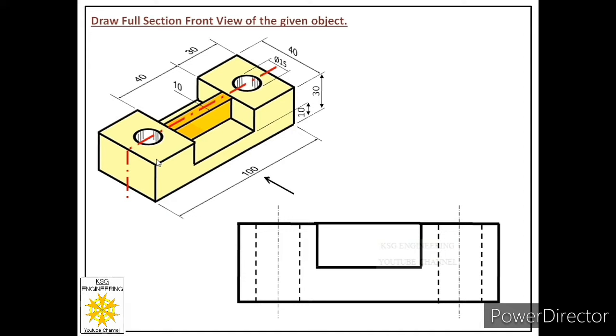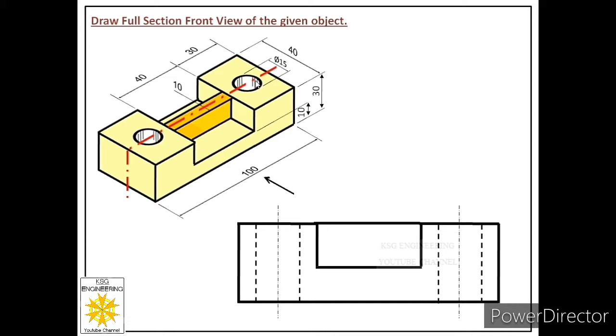Now over here, first of all, we will see, are there some openings in the object? Yes, there are two openings. Then we will see, are those openings cut by the cutting plane? Yes, both the openings are cut by the cutting plane.